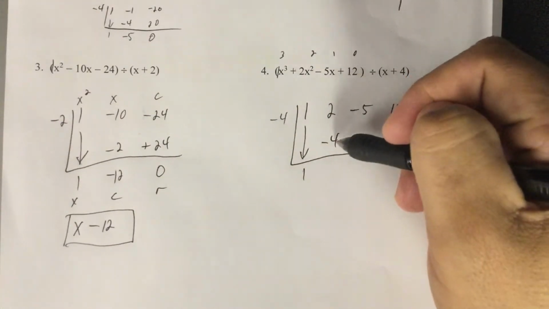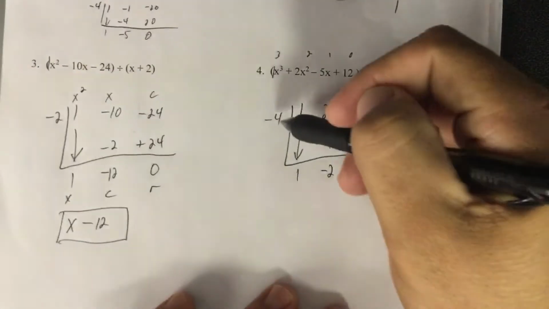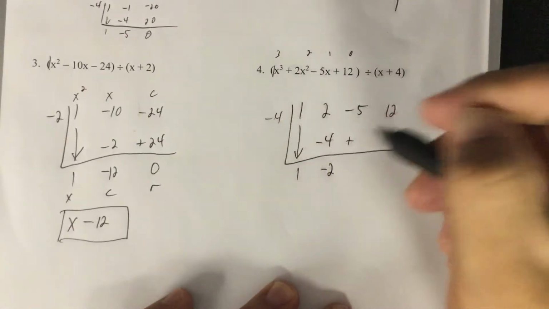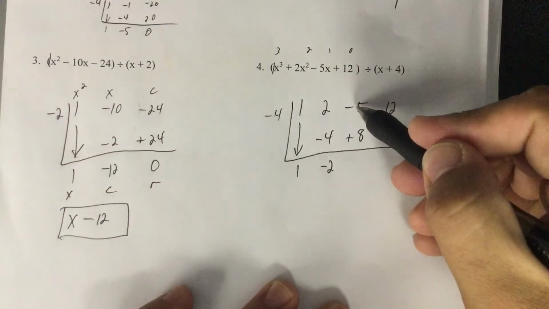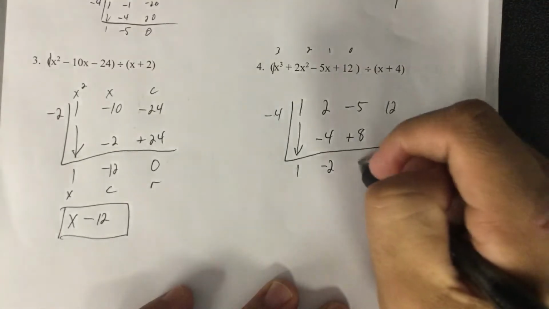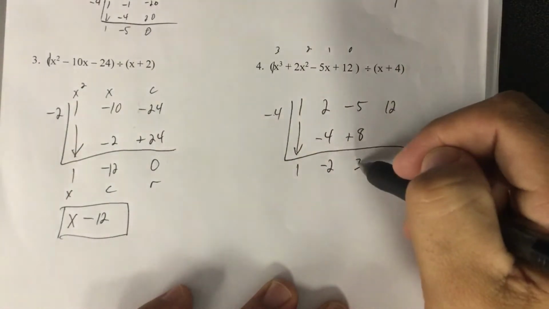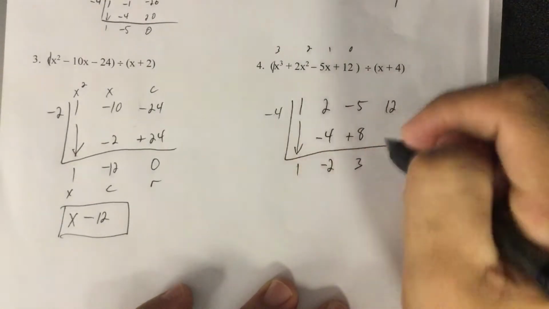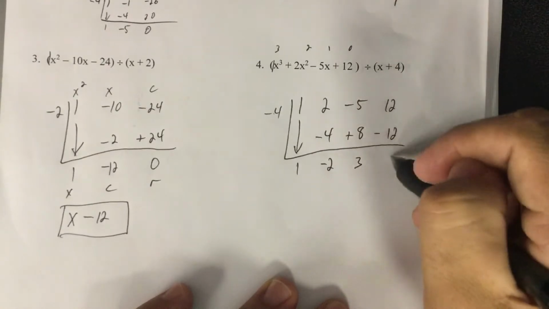Add this. What's negative 4 plus 2? Negative 2. Negative times negative is positive. 4 times 2 is 8. Negative 5 plus 8 is just positive 3. Negative 4 times 3. Negative times positive is negative. 4 times 3 is 12. Add that up. That's 0.